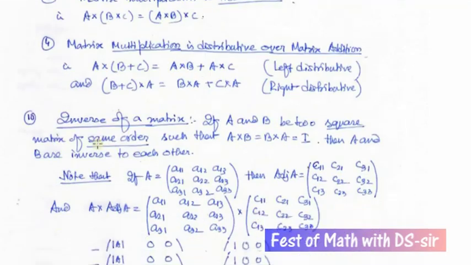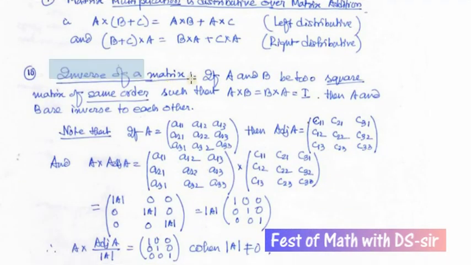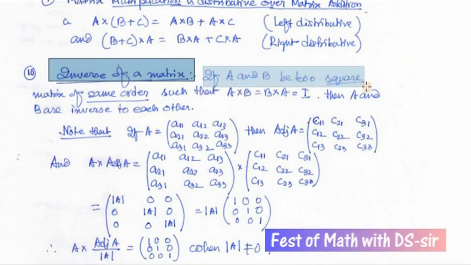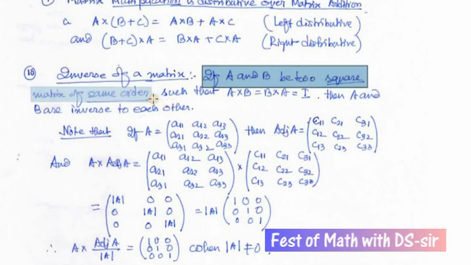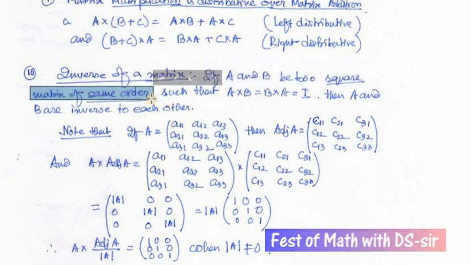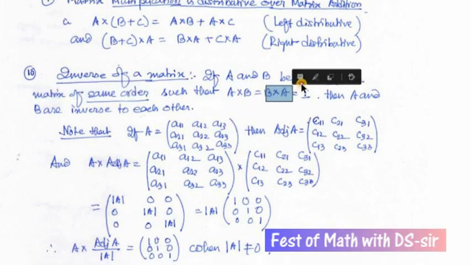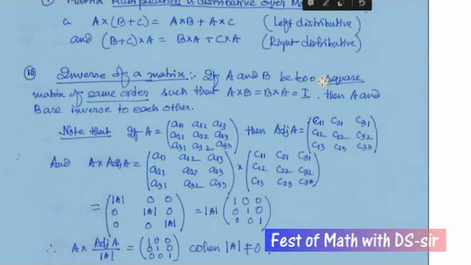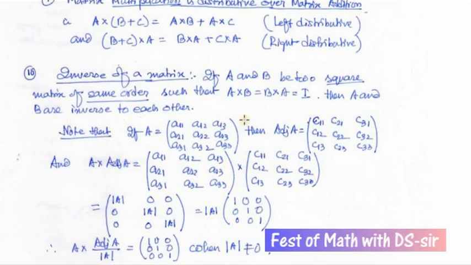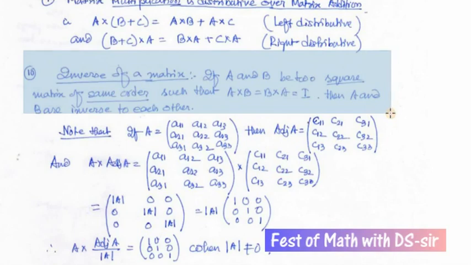Next property, inverse of a matrix. How to calculate the inverse of a matrix? If A and B are two square matrices of the same order, so only square matrices have an inverse, such that A into B is equal to B into A is equal to I, then A and B are inverse to each other. This is the definition of inverse.